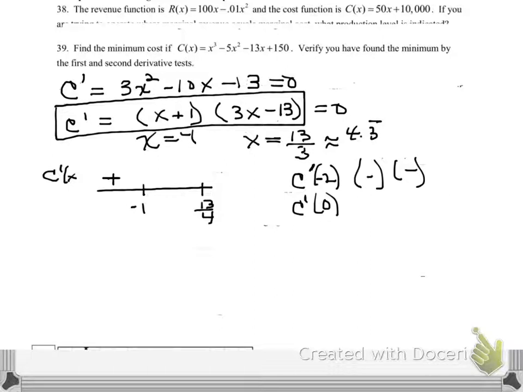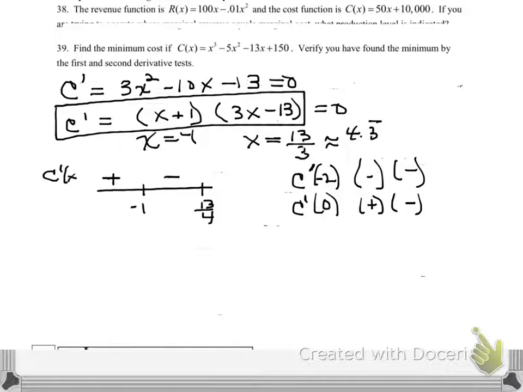And if I plug it in the first factor, which is x plus 1, I get a positive. If I plug it in the second factor, which is 3x minus 13, I get a negative. And a positive times a negative will get me a negative.